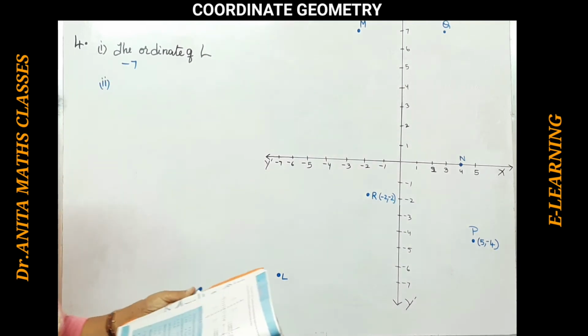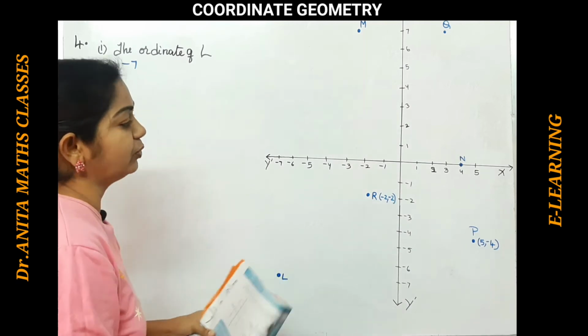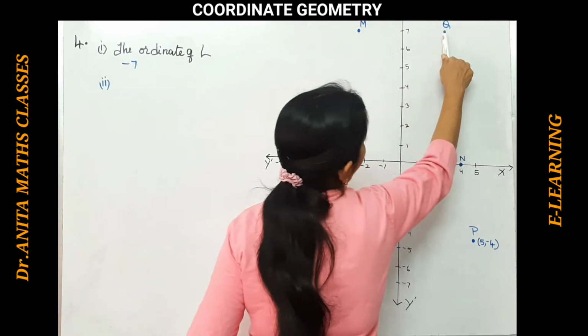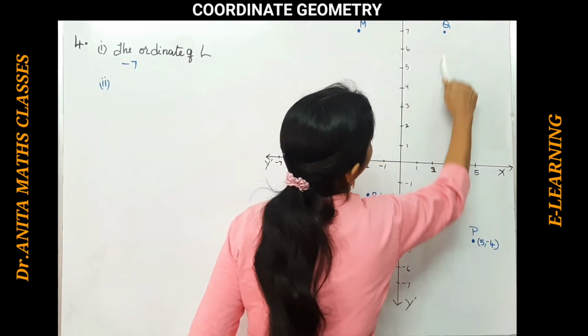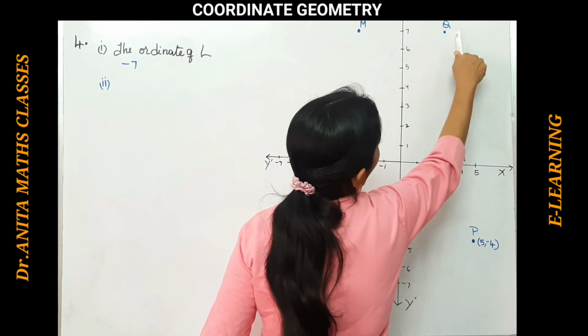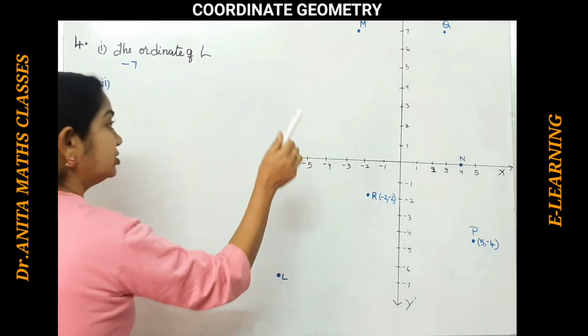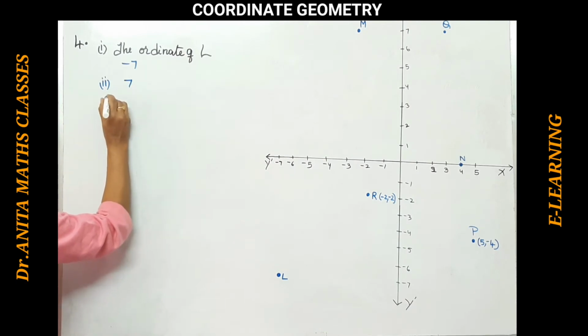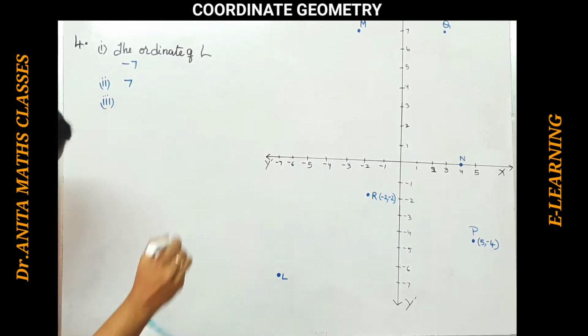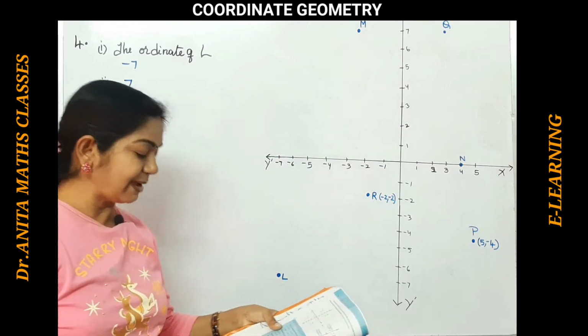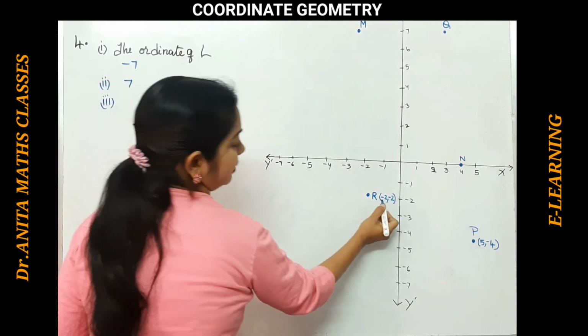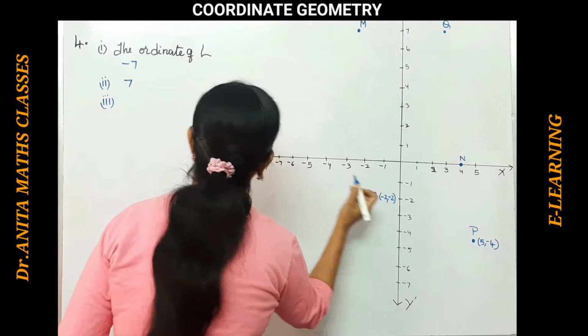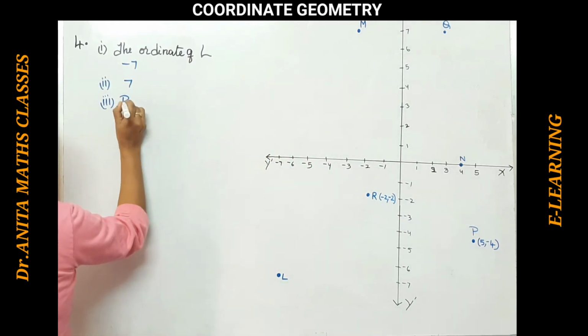And the second one, the ordinate of Q. Here Q is here, so the point is 2 comma 7. Just the ordinate we have to write, so 7. I am only writing the solutions here. The point denoted by minus 2, minus 2 is the point R, capital R.